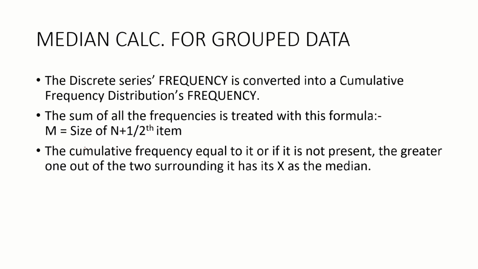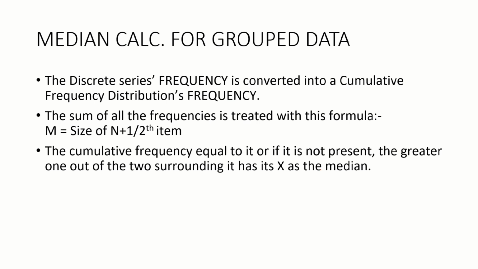But now what if there isn't a cumulative frequency equal to 31? Well, if there isn't a cumulative frequency equal to 31, the greater one out of the two surrounding it has its x as the median.